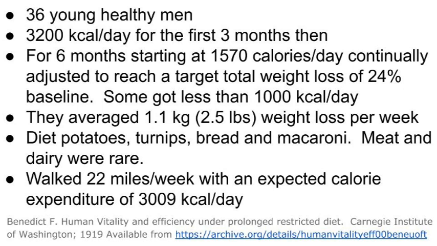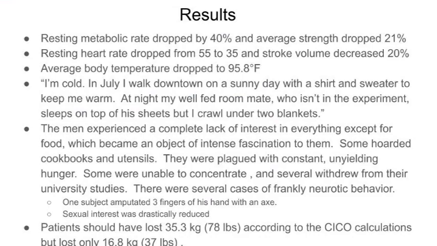Okay? They walked 22 miles per week to try to move more, to try to generate calorie expenditure. And they were targeted at a calorie expenditure of 3,009 kilocalories per day. And so what happened? Resting metabolic rate dropped by 40%, and average strength dropped by 21%. Resting heart rate dropped from 55 to 35, and stroke volume decreased by 20%. Average body temperature went from 98.6 to 95.8.